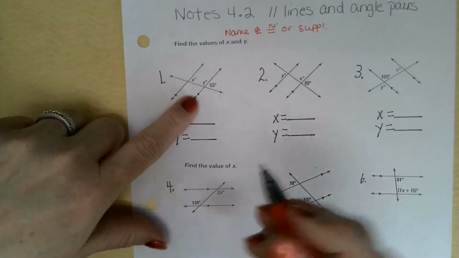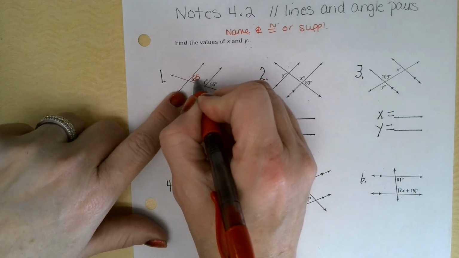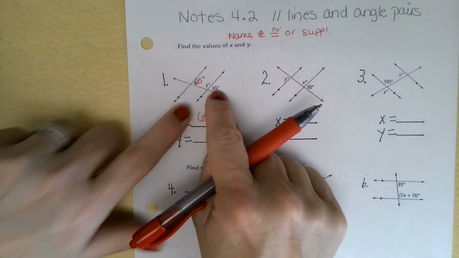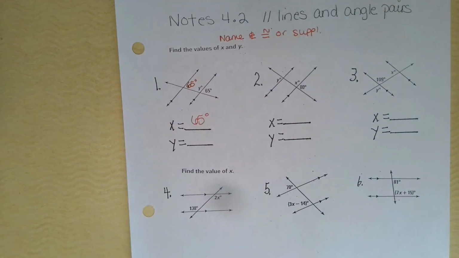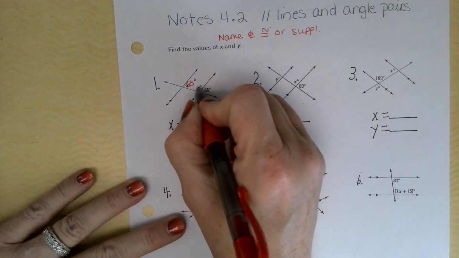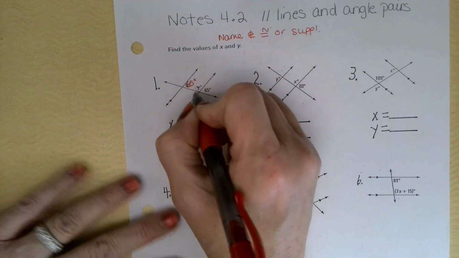All right, so this one is really easy. This is like the one we just did. It should be quick. I should know that this angle is 65, so x is 65 degrees. Please put degrees. And then I know that these are going to be supplementary. So if you go 180 minus 65, then we get 115. So I know angle Y is 115 because these are supplementary, but also these are same side interior. Same side interior angles are going to add to 180.